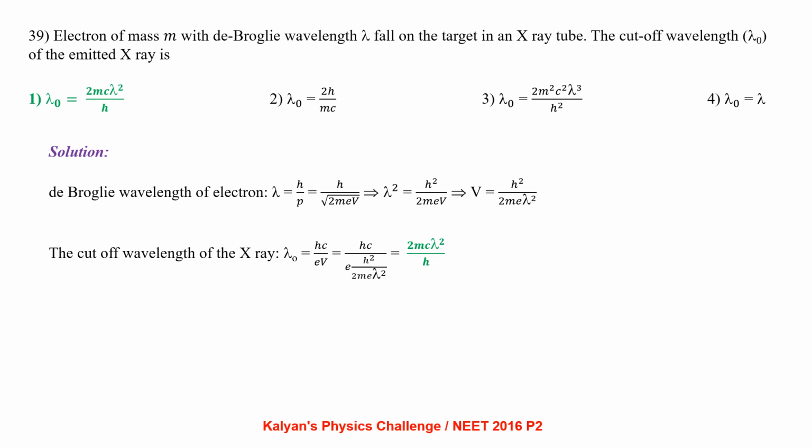Now the cutoff wavelength, also known as the minimum wavelength of the X-ray tube, is lambda naught equals hc by ev. By substituting the value of v in this expression, we get lambda naught equals 2 m c lambda squared by h.